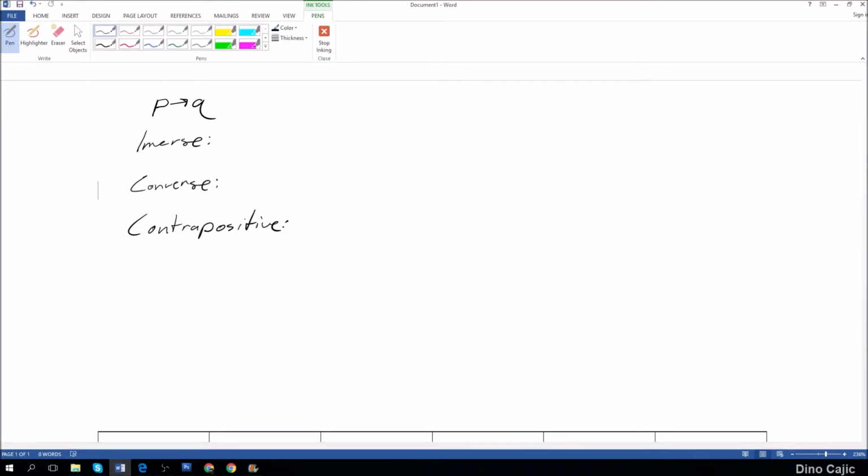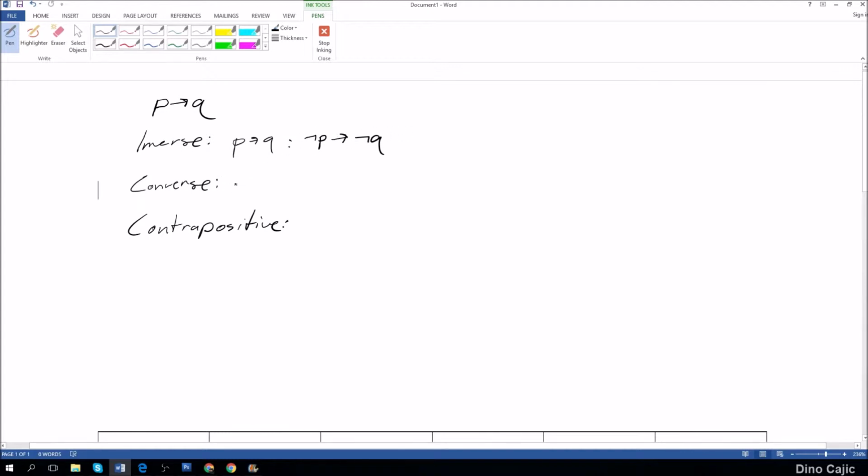Welcome back, everyone. I thought we'd continue this tutorial by expanding on the implication and seeing what these words basically mean: the inverse, converse, and the contrapositive of this implication symbol. So the inverse of P implies Q is not P implies not Q. Basically the hypothesis and the conclusion are both negated.